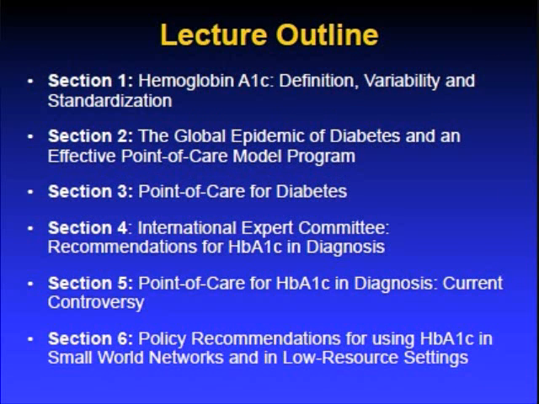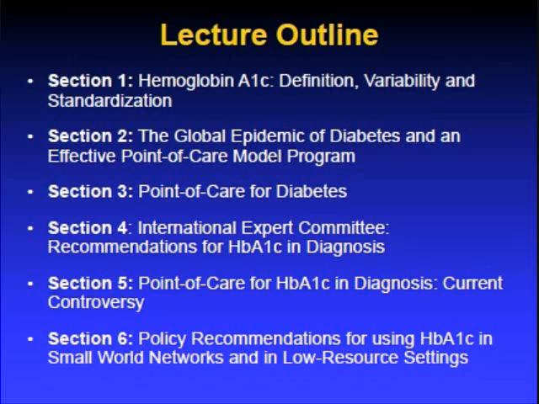This lecture is outlined as follows. Section 1 will define hemoglobin A1c, report some current research on hemoglobin A1c variability, and present a standardization program for A1c methods. Section 2 will cover some current global facts on the diabetes epidemic and will present an effective point-of-care model program called QAMS in Australia. This program was successful in their effort to curb the rise of diabetes and its associated costly complications.